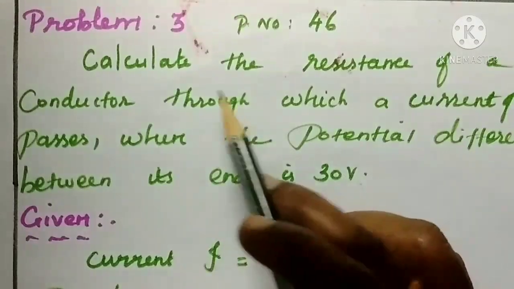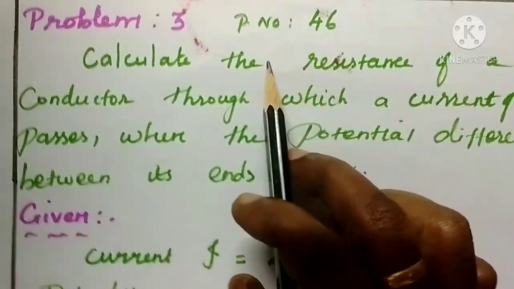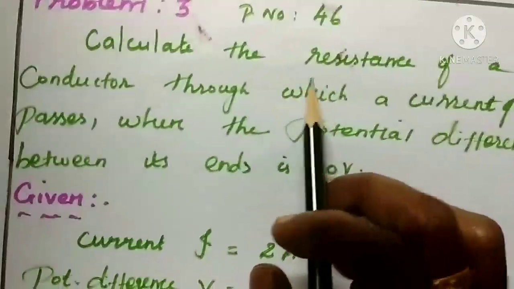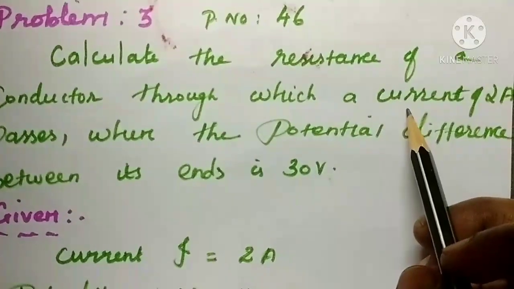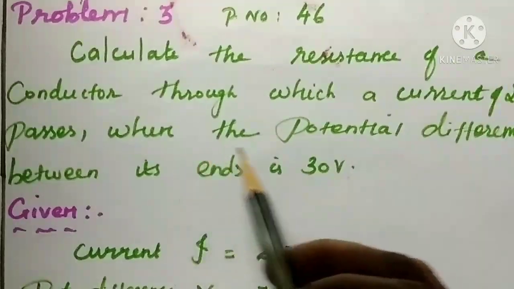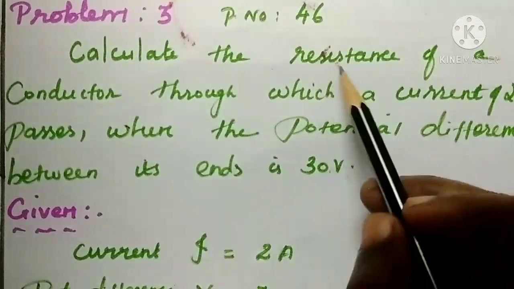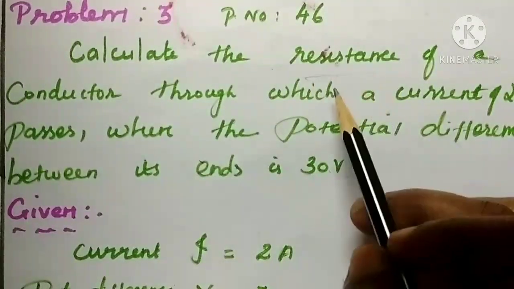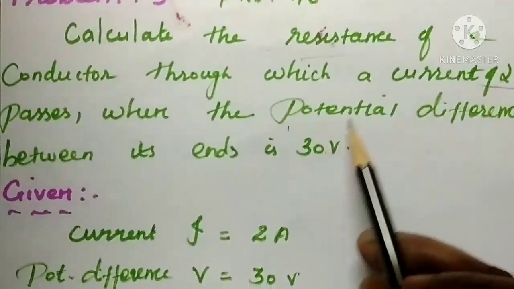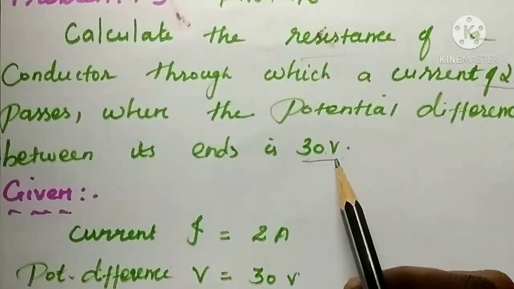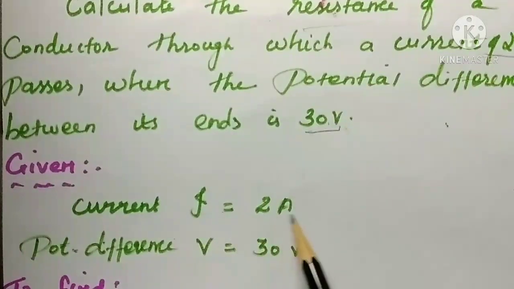Now we are going to do one problem using Ohm's law. Page number 46, problem number 3. Calculate the resistance of a conductor through which a current of 2 ampere passes when the potential difference between its ends is 30 volt. So we have to calculate the resistance of the conductor. How will you calculate the resistance? First write the given data: current I is equal to 2 ampere.